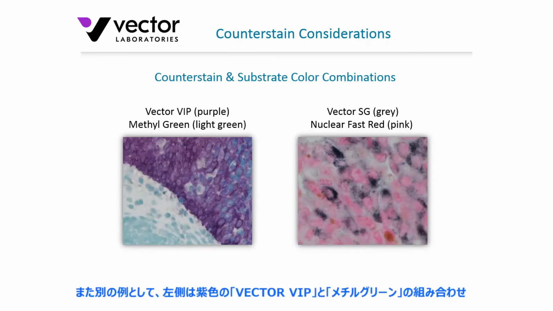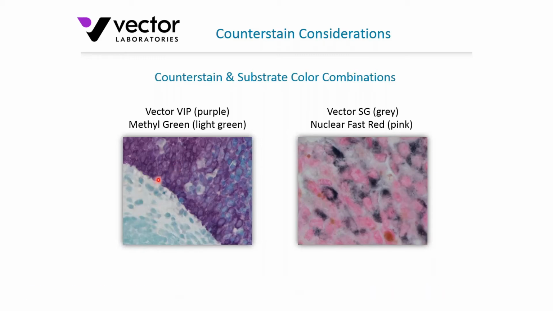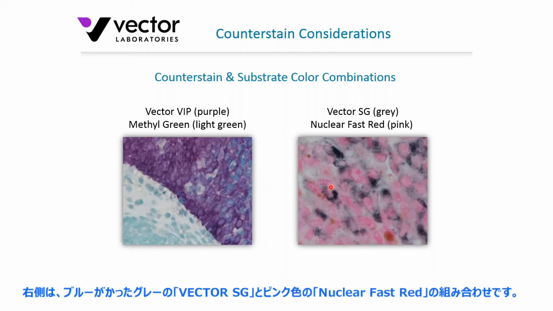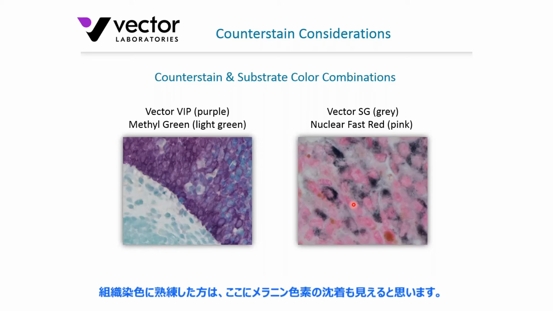A couple of other examples here. On the left-hand side, Vector VIP, it's a purple color in contrast with the methyl green. And over on the right-hand side here, a smoky bluish gray deposit using Vector SG in combination with a nuclear fast red or this pinky stain. Some of those who may have eagle eyes out there will also see this third color, which is actually melanin deposits. This is actually a melanoma preparation.